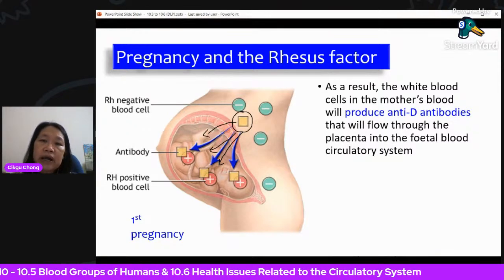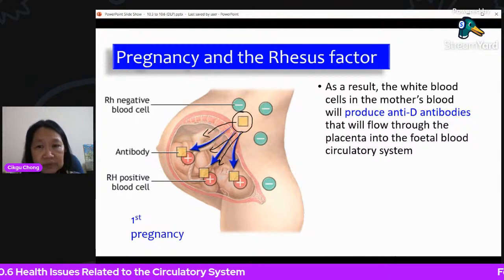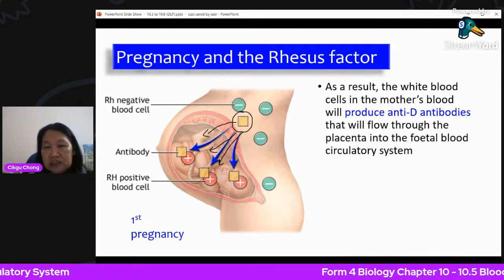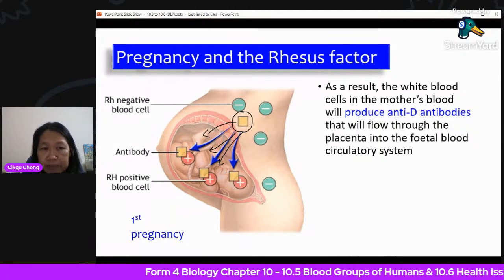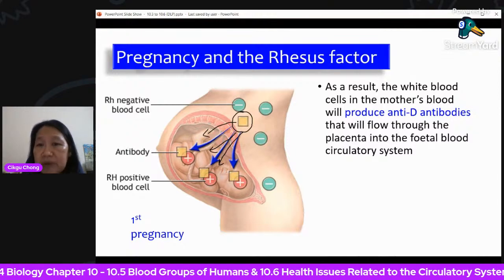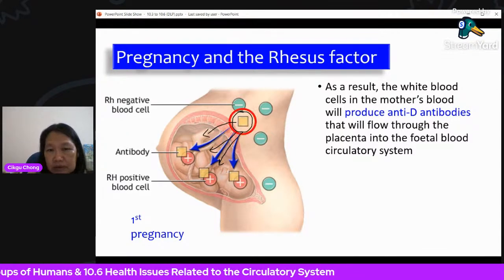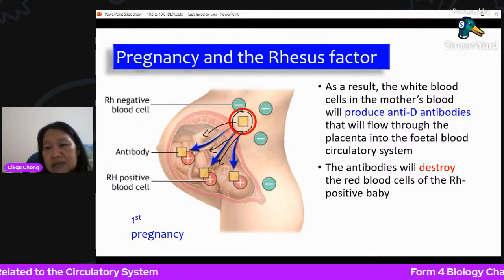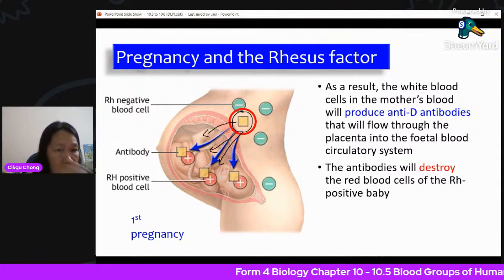As a result, the white blood cell in the mother's blood will produce anti-D antibodies that will flow through the placenta into the fetal blood circulatory system. So this is what can happen. The square here represents the antibody that the mother produced, because triggered by the red blood cell of the baby, because there was a break there. The antibodies were supposed to destroy the red blood cell of the Rh positive baby, right? Because it went in.